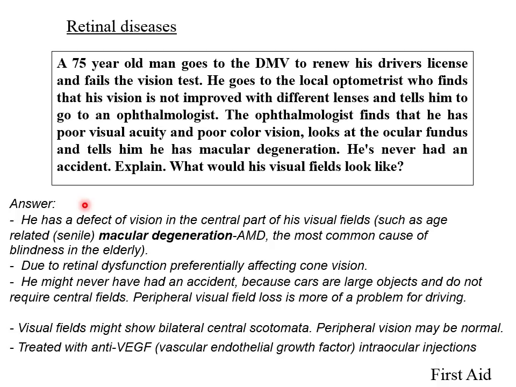The answer is he has a defect of vision in the central part of his visual field, such as age-related or senile macular degeneration, sometimes called AMD. It's the most common cause of blindness in the elderly. It's due to a retinal dysfunction preferentially affecting cone vision. He may never have had an accident because cars are large objects and do not require the central field so much. Peripheral visual field loss is more of a problem for driving. The visual fields might show a relative bilateral central scotoma, that is a loss of vision in the central field. Peripheral vision may be normal.